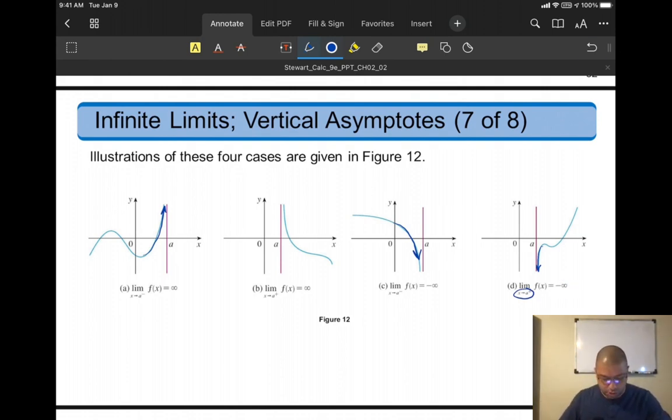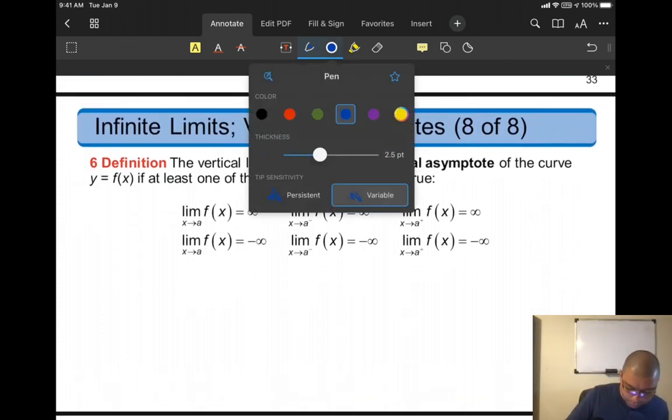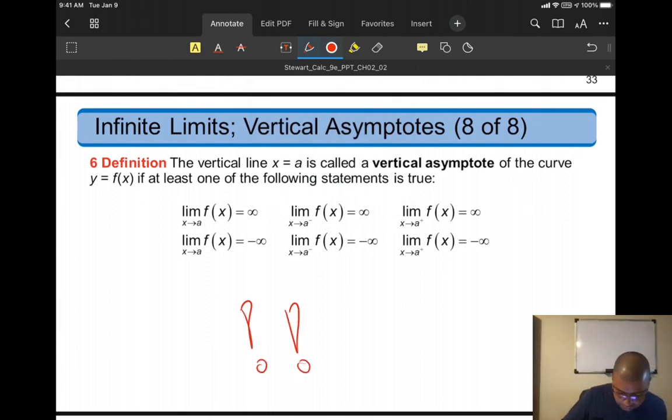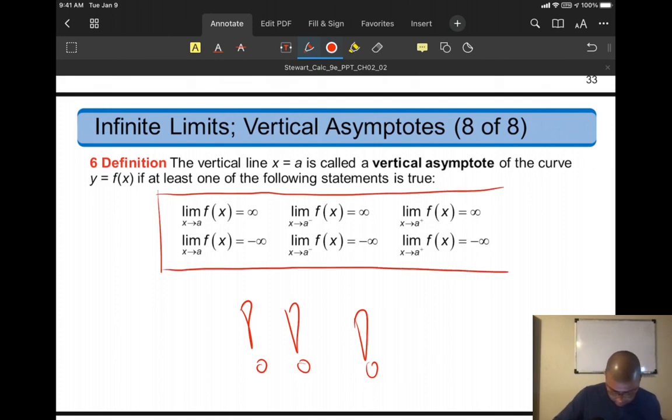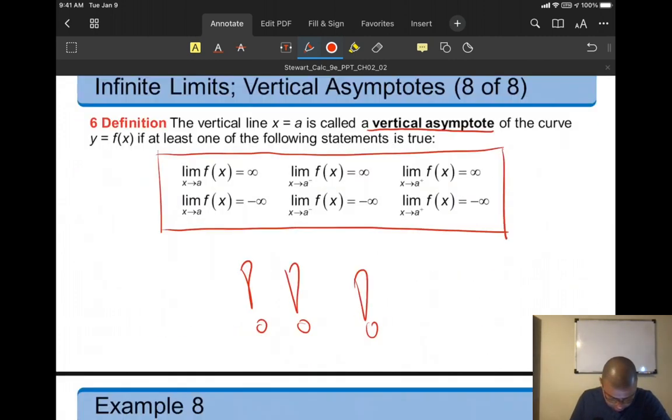Look at the four cases, understand them. Make sure you got it. And this is the definition that I talked about for vertical asymptotes. If any of these six cases happens, in a case, these are unnecessary. I'll keep them here because that's what the book does, but they are included in the other four. If one of these cases happens, then we have a vertical asymptote, which is one of the situations graphically from the previous slide.